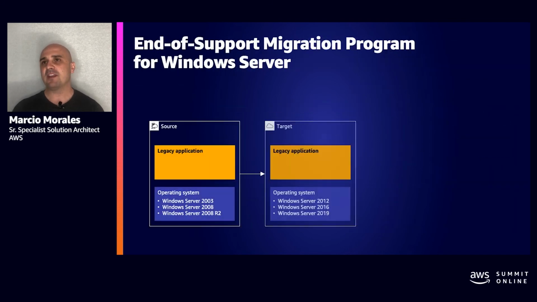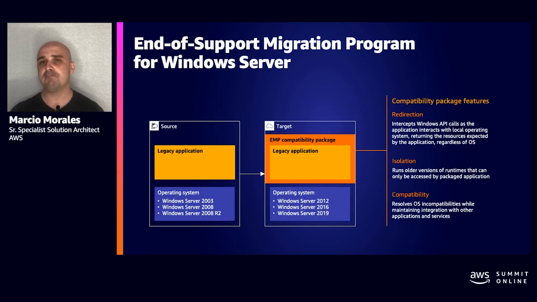But let's talk about the End of Support Migration Program, EMP. Let's say your app cannot be containerized or cannot be running on Elastic Beanstalk. This app has a tight integration with a specific Windows Server version, like Windows Server 2003, and you want to migrate this app to Windows Server 2019. How do you do that? You can download our open source tool, EMP, and install the open source tool on the application server. The EMP then is going to open the compatibility package.